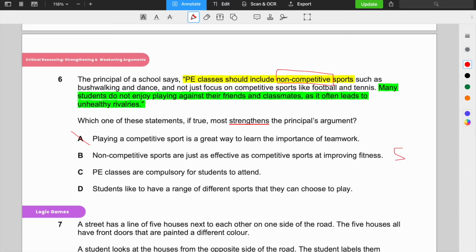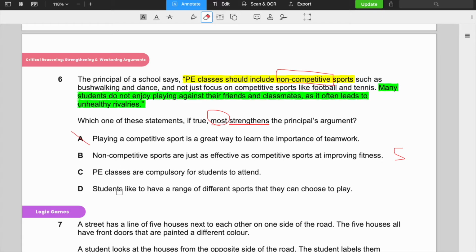Now, we should always read all the options because we're trying to find the one that most strengthens. So sometimes there's options that might strengthen more than the other, even though there's several that strengthen. That's the possibility. So make sure you read every single option, okay? Now, option B certainly strengthens the principal's main argument, that kids should have the opportunity to also participate in non-competitive sports, right? We shouldn't just force them into these competitions that can do more harm than good, such as generating unhealthy rivalries. And B points out that it's just as effective at improving fitness, which is pretty much the ultimate goal of sports. So why put kids under the unwarranted pressure or the undue harm of unhealthy rivalries, right? So B is very good at strengthening the argument.